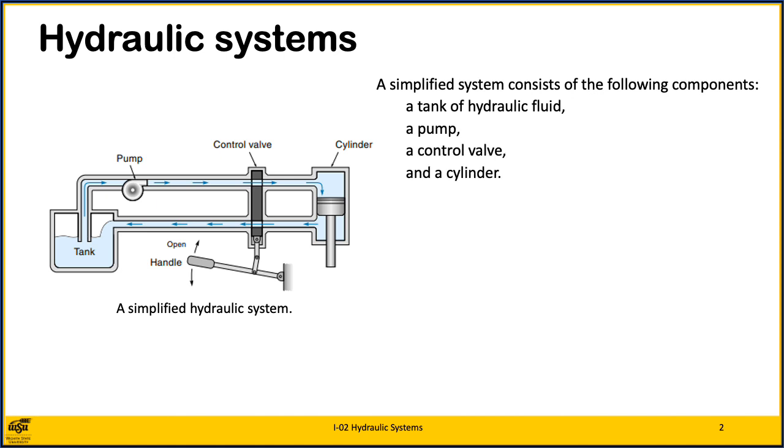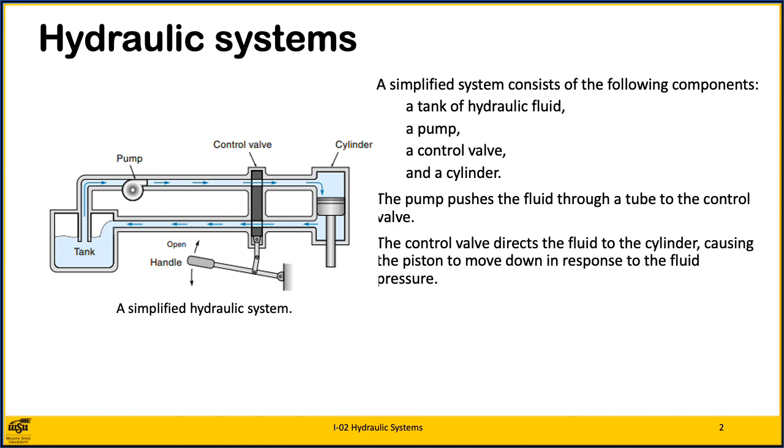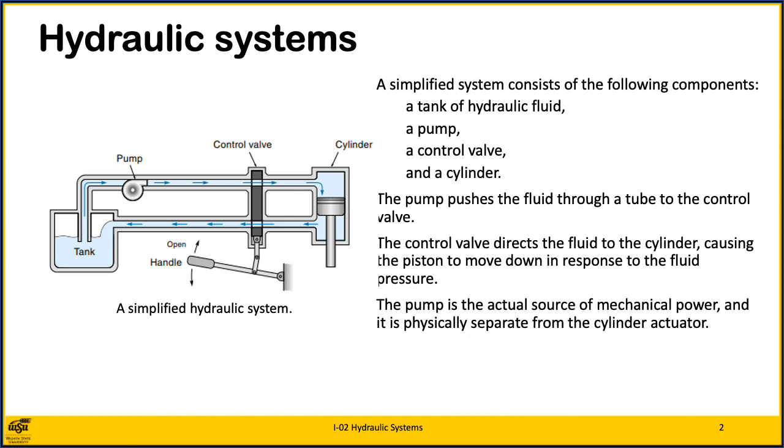cylinder. The pump pushes the fluid through a tube to a control valve. The control valve directs the fluid to the cylinder, causing the piston to move down in response to the fluid pressure. The pump is the actual source of mechanical power, and it is physically separate from the cylinder actuator.